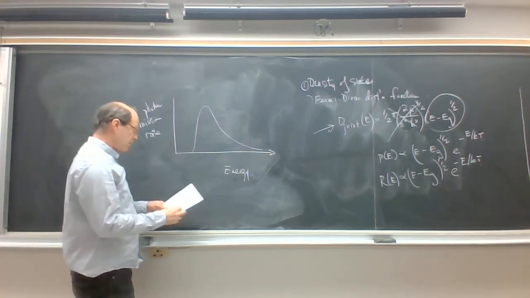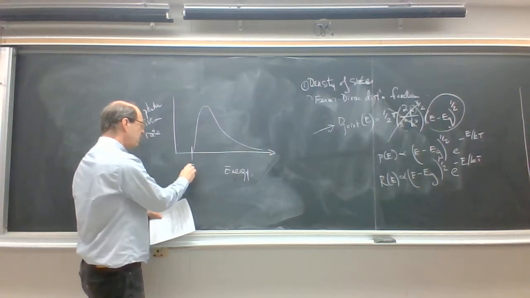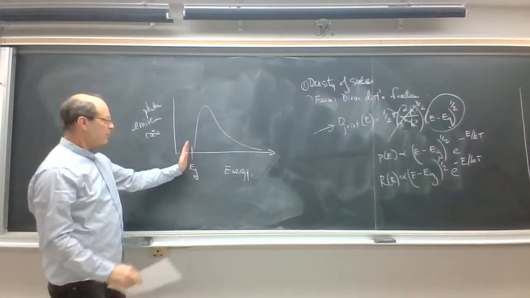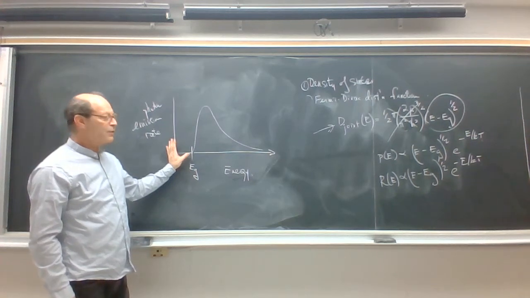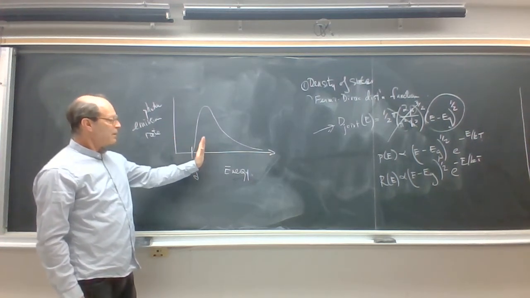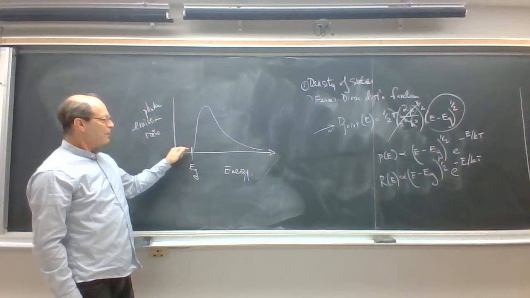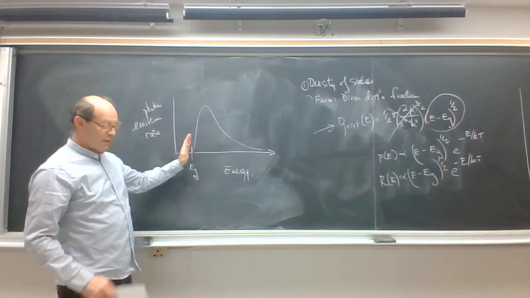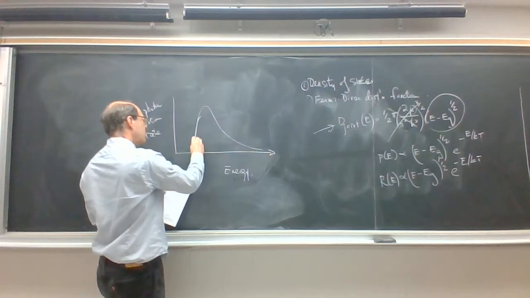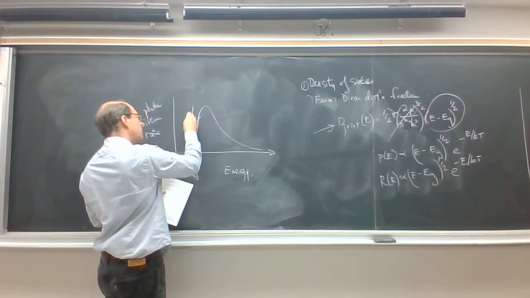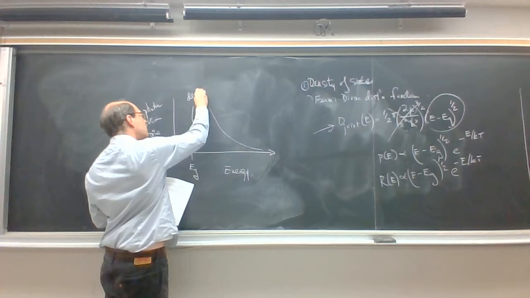First of all, there won't be any photons emitted below the energy gap. So below EG, there are no states, there are no photons. As you exceed the energy gap, the emission rate will rise quite quickly, and the rise here actually is due to the density of states.